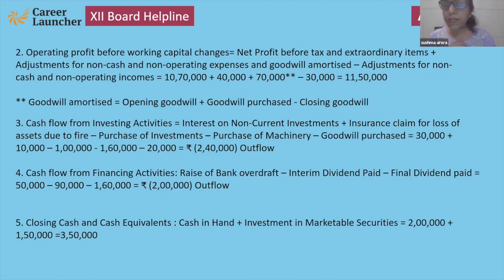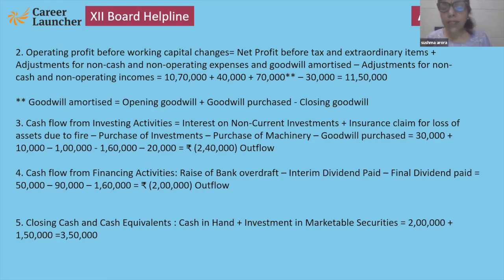Now come to the financing activity. Children, be careful. I told you about shares, debentures, long-term loans and bank overdraft. Yes, bank overdraft is treated as a current liability, but for making the cash flow statement, it is included in financing activity. So bank overdraft increase means inflow, and dividend paid, final dividend paid, that is outflow.